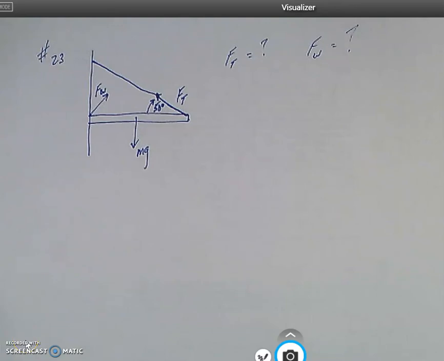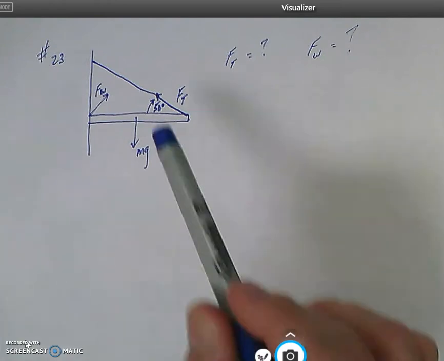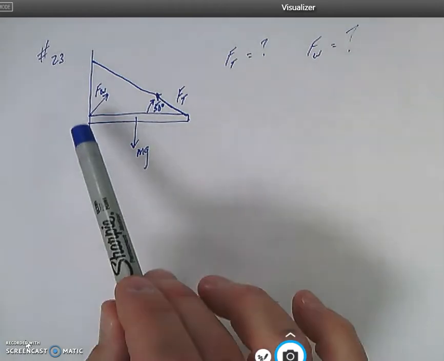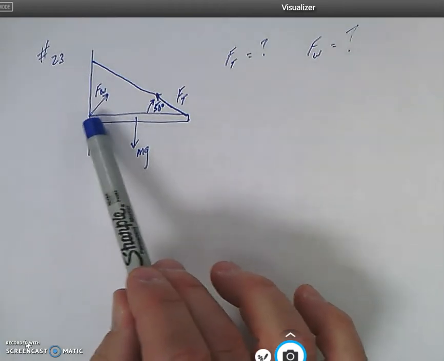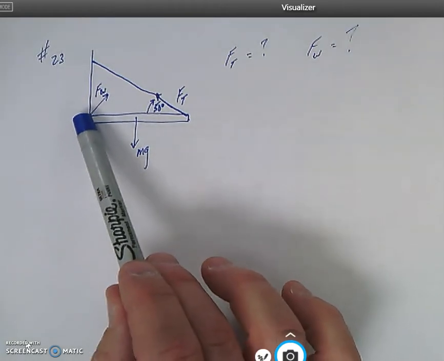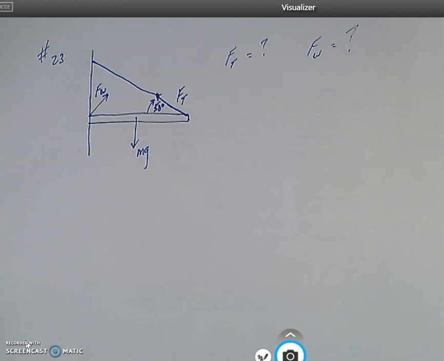We're doing question number 23 in chapter 9 on page 268. We've got this horizontal rod being supported by this rope. The rod pushes into the wall, which means the wall is going to push up and out. So there's our force diagram, listed in the book like that.